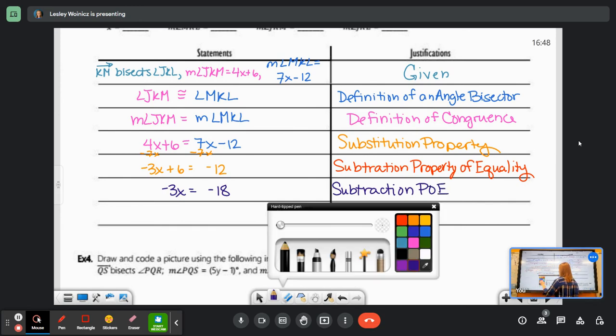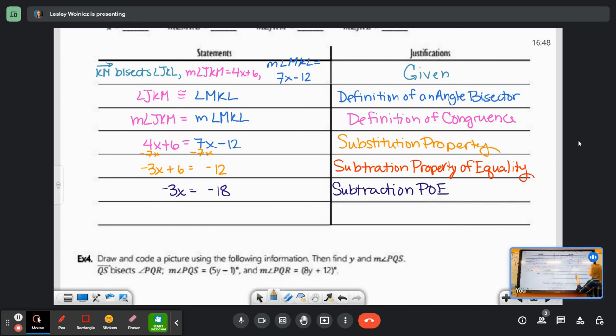Okay, last. I'm going to divide both sides by negative 3. I'm going to do it in my head. And I get x equals positive 6. That is the division property of equality. Okay, that wasn't so bad.